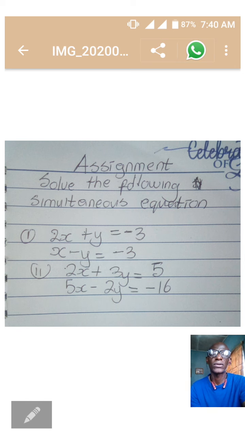Second question. 2x plus 3y is equal to 5. 5x minus 2y is equal to 16. At the same time, I expect to also put this assignment in your notes. So I'm waiting for your submission on the platform within the next 30 minutes. Thank you.